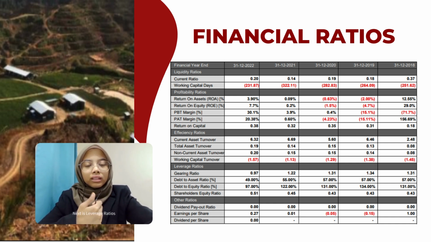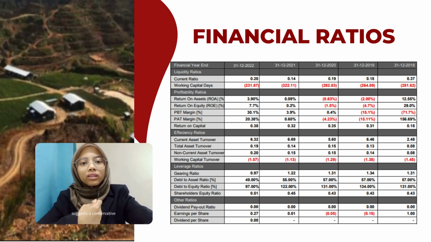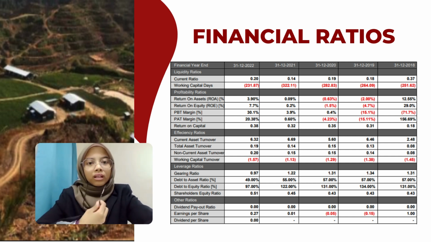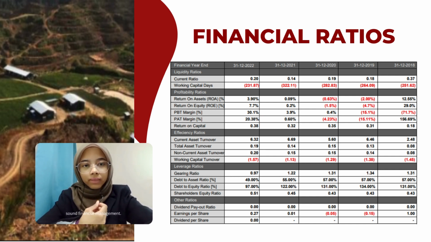Last is leverage ratios. There is variation in gearing ratios, showing change in Green Plantation Sdn Bhd's capital structure and debt levels over time. A gearing ratio above 1 indicates a greater reliance on debt, while below 1 suggests a conservative capital structure. However, despite the challenges faced by the company, the CCRIS report and financial management have a favorable status; the report indicates strong credit history and sound financial management.